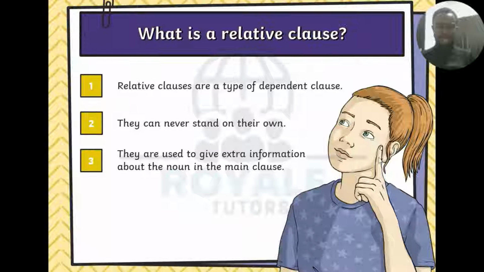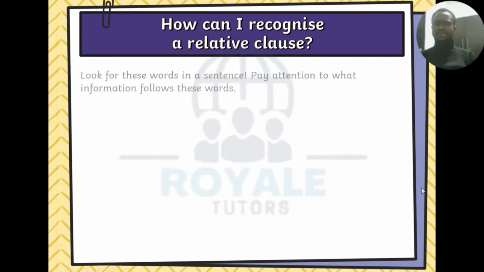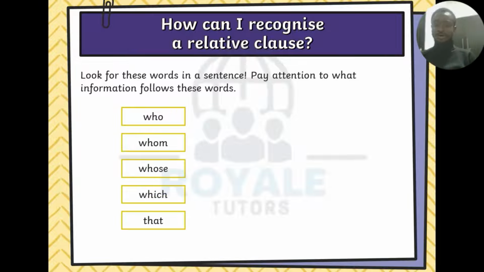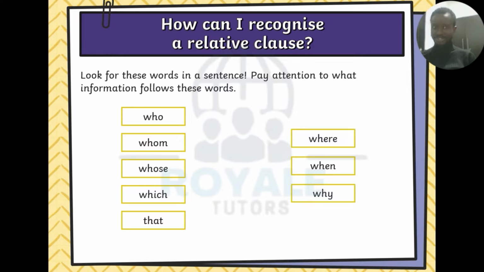Let us consider how you can identify or recognize a relative clause in an expression. I've got this question oftentimes: Hi, Mr. Day, how do I know that this is a relative clause? Well, here is the answer. Look for these words in a sentence. Pay attention to what information follows these words. Are you ready? Now let me unveil the words. Here they are.